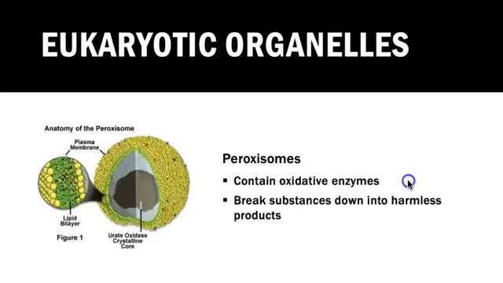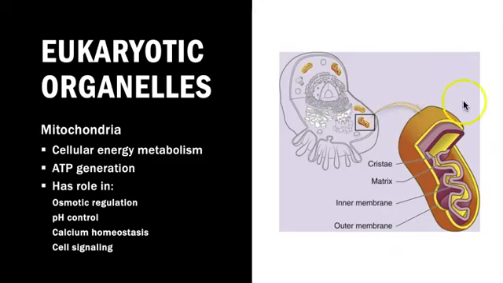All right, next we've got our star of the cell, I like to call it, which is the mitochondria. And these are used for cellular energy metabolism, essentially producing ATP, giving us energy and our cells energy.